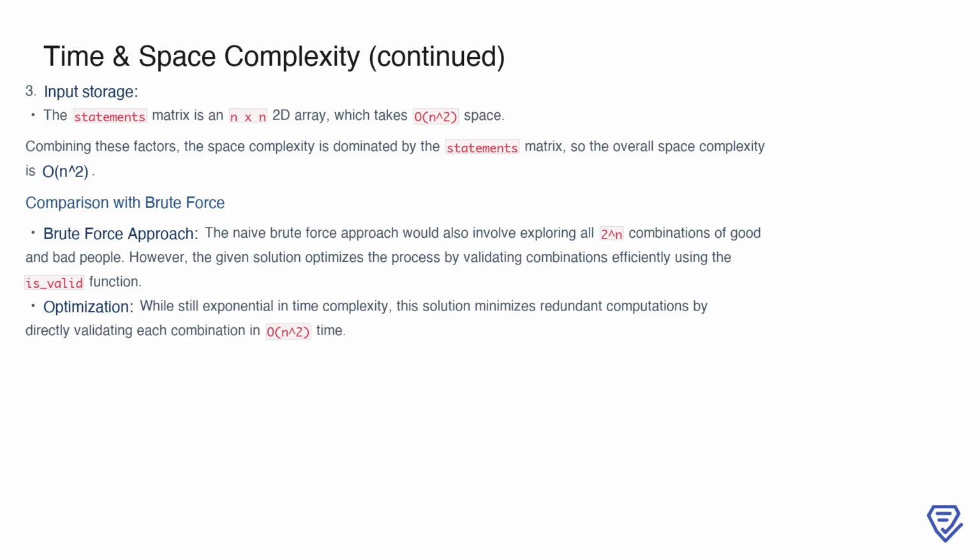Comparing this solution to a naive brute force approach, both methods involve exploring all 2^n combinations of good and bad people. However, the given solution optimizes the process by efficiently validating combinations through the is_valid function. While the time complexity remains exponential, the optimized validation ensures that redundant computations are minimized. This makes the approach as efficient as possible given the constraints of the problem.